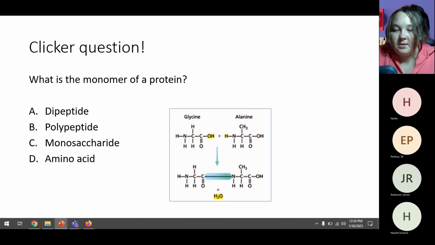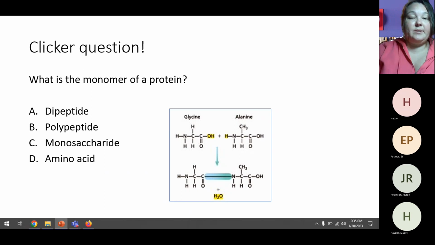There's our next clicker question. Okay, 67% chose D, which is the correct answer. 33% chose C. Monosaccharide is the monomer of a carbohydrate, not a protein. The monomer of a protein is an amino acid.